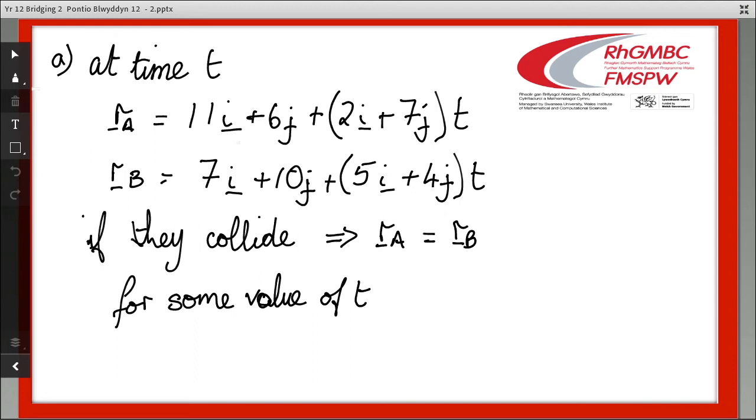We then do the same thing for the j component. If the value of t for the j component is the same as the value of t for the i component, that means my two particles will collide. If the values of t are not the same, then they are not going to collide. The value of t must be the same for both i and j. So that's what we're looking at.